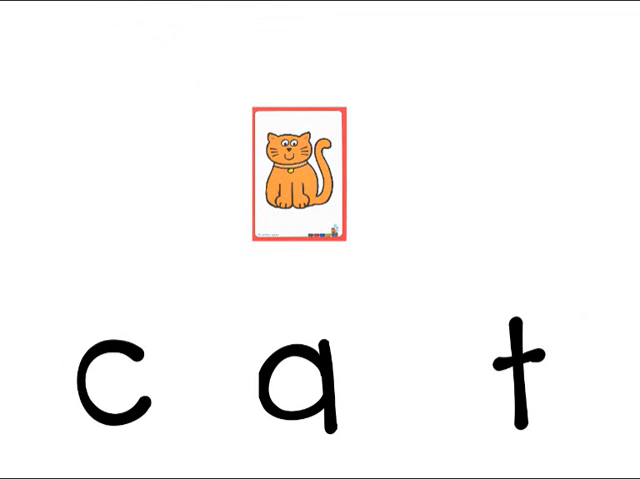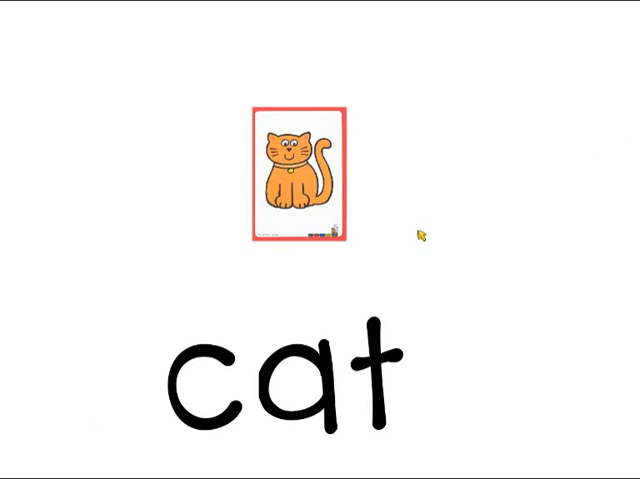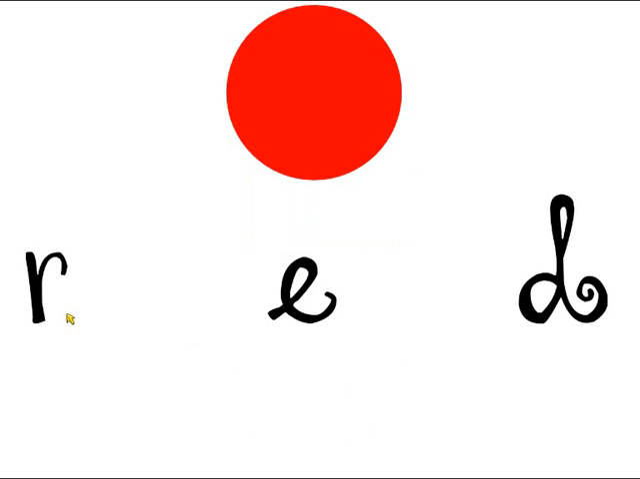But let's put them together. Let's move the letters together a bit closer. And let's read faster. Let's say the sounds faster. K, A, T. And now, let's put them even closer. K, A, T. Cat. Okay, so this is cat. Yes, we are reading a 3-letter word. Excellent.